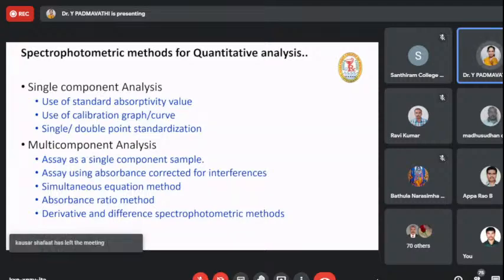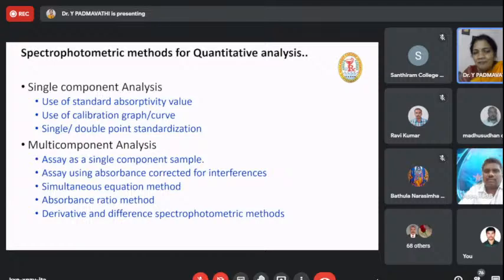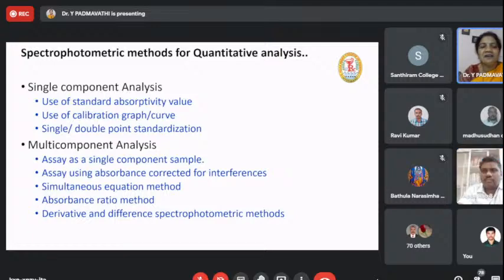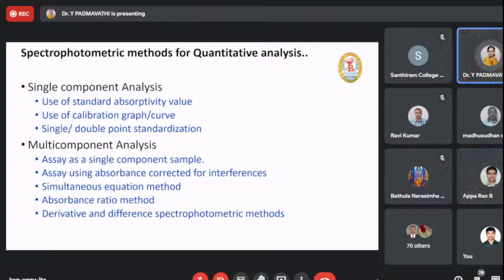Then single and double point standardization. In the single point, you are just comparing the sample absorbance with that of a single standard. Remember, I just want to come back on track to manipulation methods, so if I explain these it will be good. The simple equation is A1 by A2 is equal to C1 by C2, or C1 by C2 is equal to A1 by A2. You're just comparing the absorbance values with that of a standard and calculating the concentration. This is very applicable when you have a very good relation between absorbance and concentration. That relation should be linear and proportional.